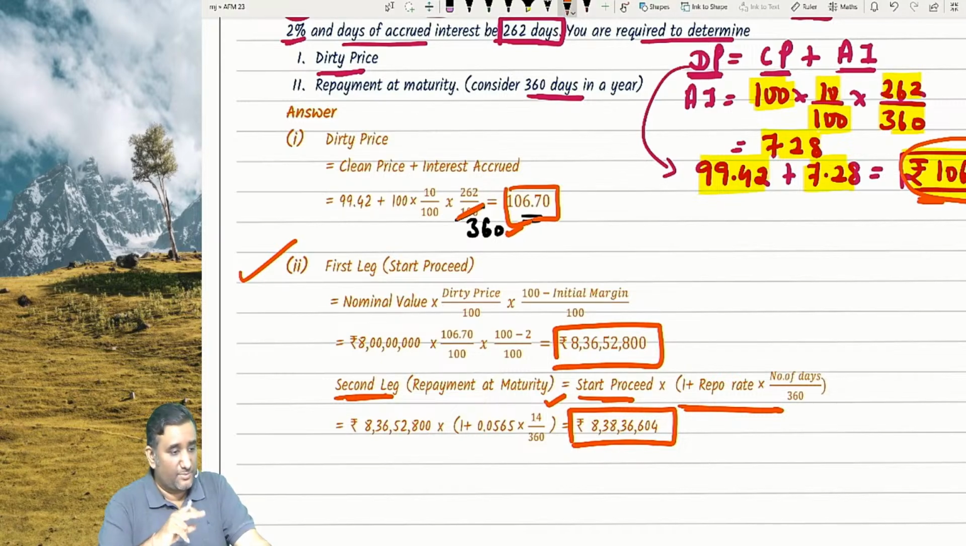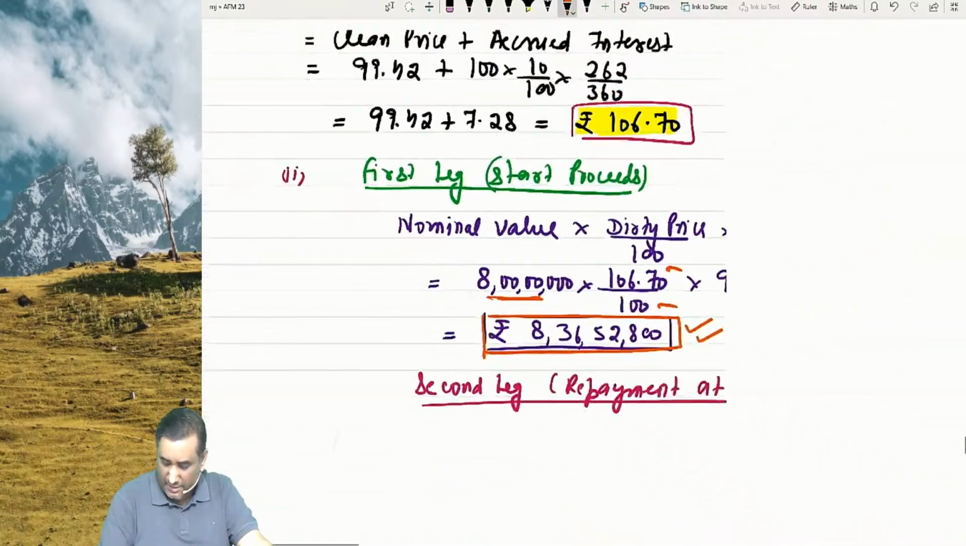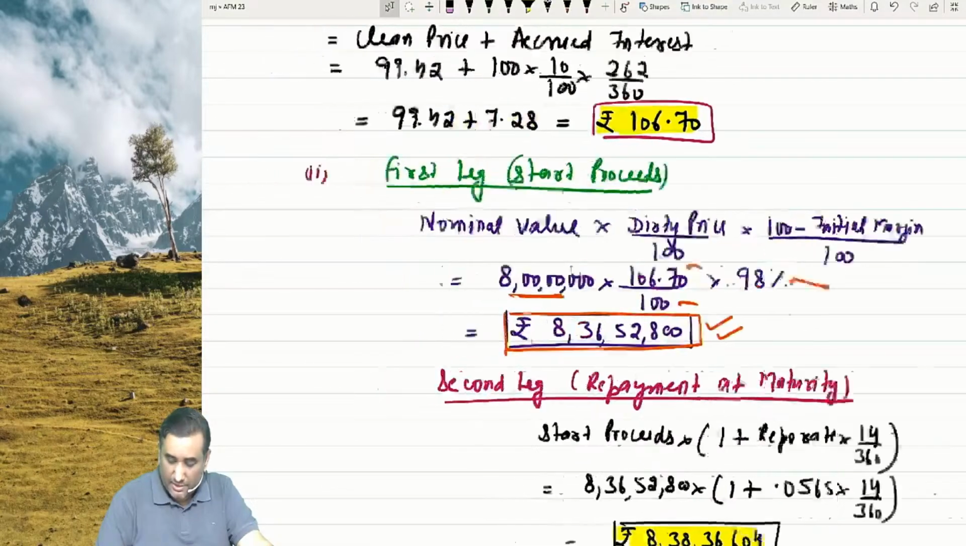Another type of question which comes is the reverse calculation in this, which is not there in the book. I'll just test you on that. If you're comfortable with this, I think the same thing I would have done here. Yes, the same thing I've done here. At the maturity.